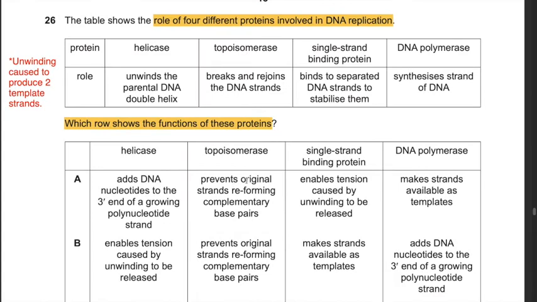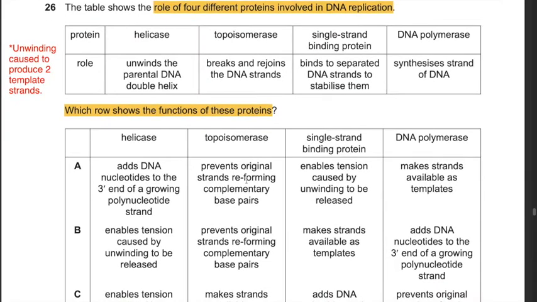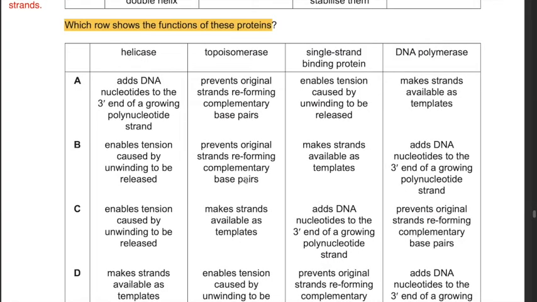Question 26. The table shows the role of 4 different proteins involved in DNA replication. The proteins given are helicase, which unwinds the parental DNA double helix, topoisomerase, which breaks and rejoins the DNA strands, single-stranded binding protein binds to separated DNA strands to stabilize them, DNA polymerase synthesizes strand of DNA. Which row shows the function of these proteins? Protein helicase causes the unwinding. Therefore, unwinding leads to producing 2 template strands. Hence, the answer being D, makes strands available as templates, as that is the best possible explanation.